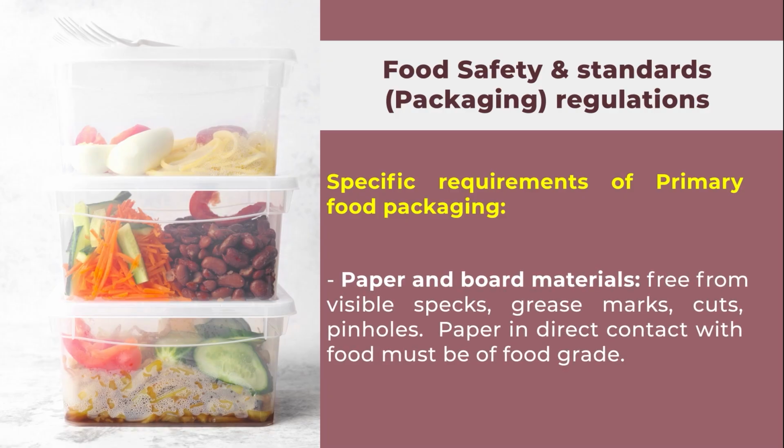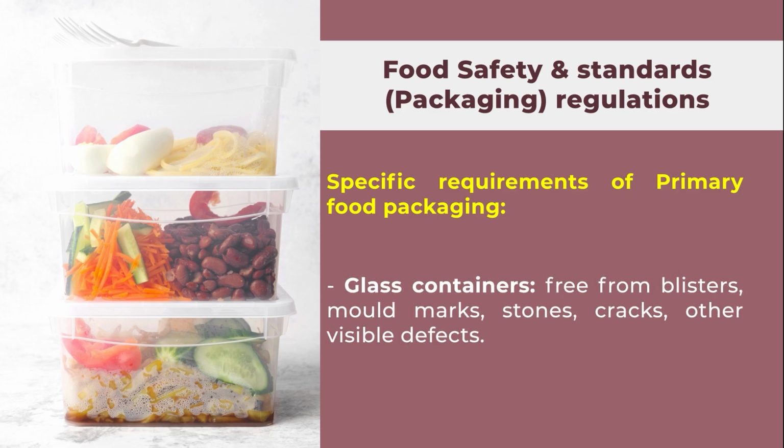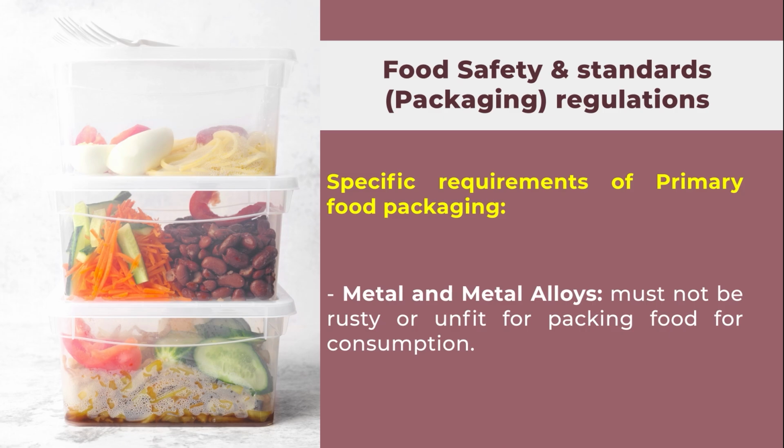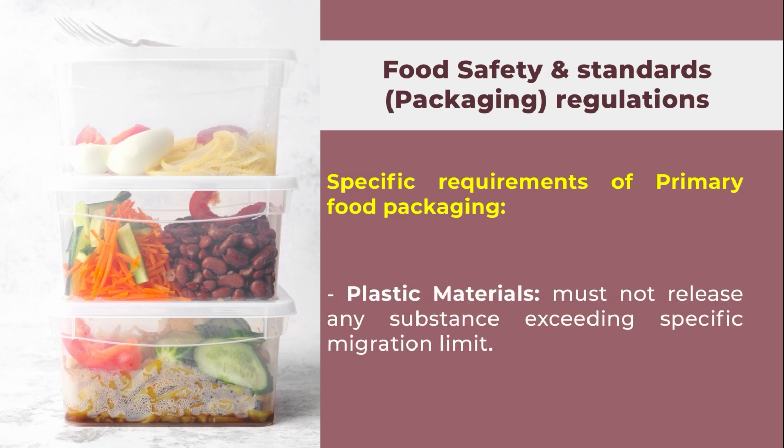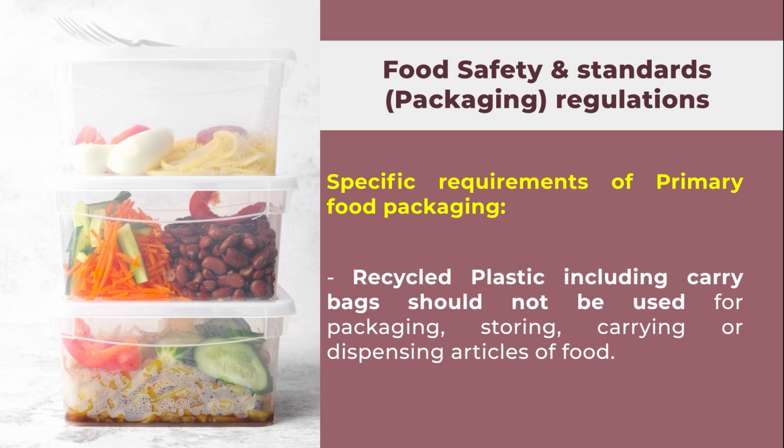For example, the paper board materials should be free from visible specks, grease marks or cuts or pinholes. And the glass container should be free from any kind of blisters, mold marks, stones, cracks or any visible defects. Metal and metal alloys should be free from rusts. All the plastic materials should not release any substance exceeding the specific migration limit. Recycled plastic materials, including carry bags, should not be used for the packaging or storing or carrying or dispensing any kind of food article.